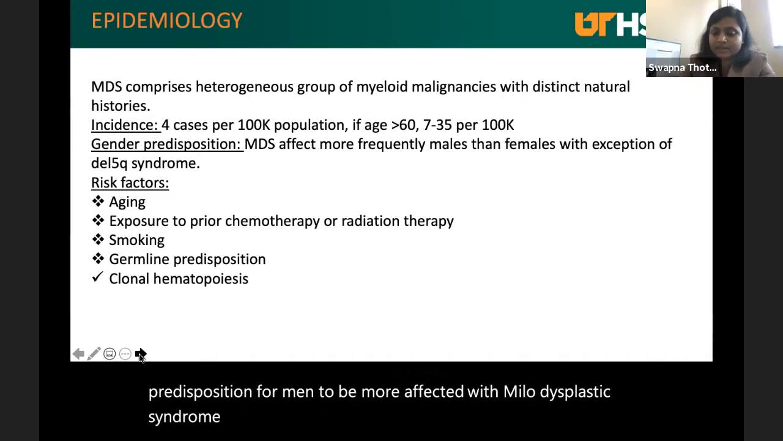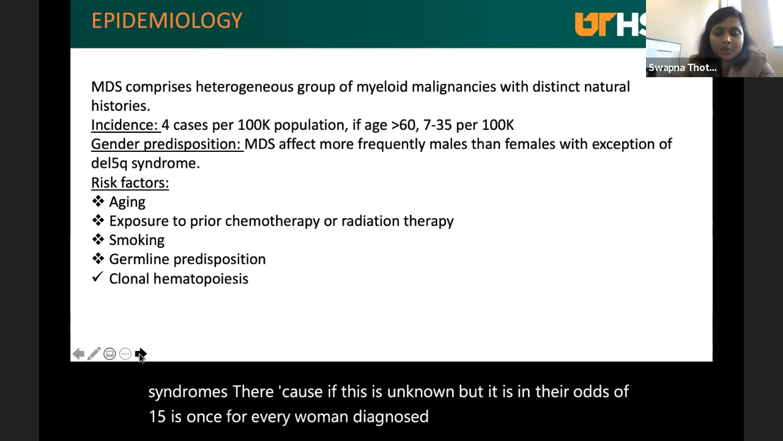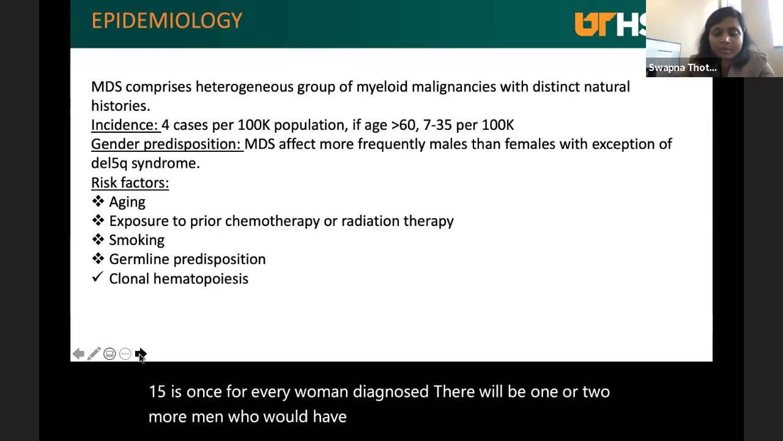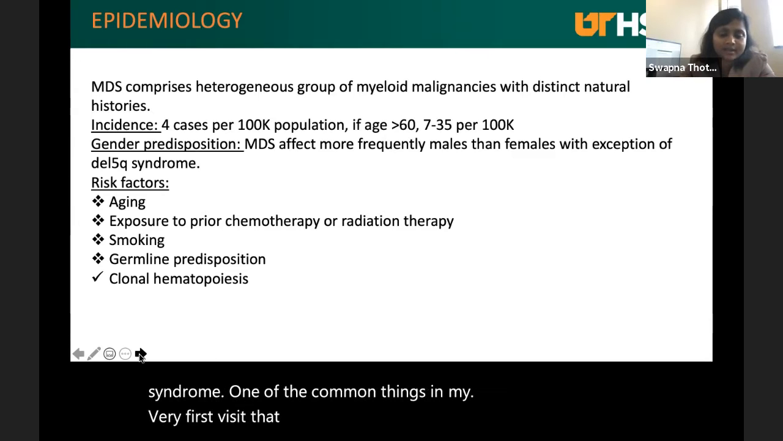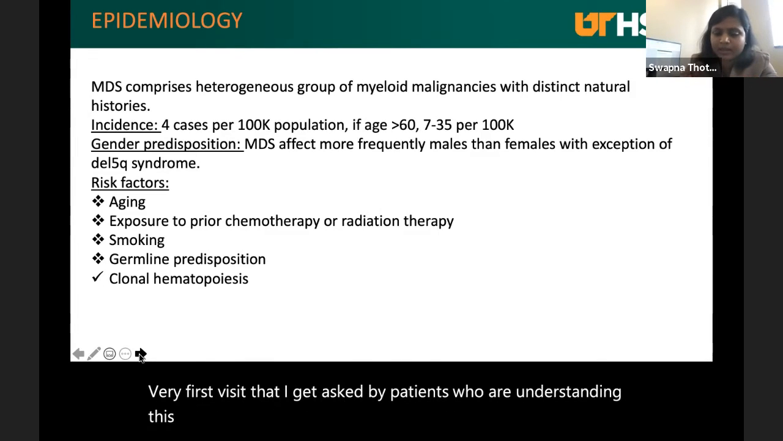The cause of this is unknown, but it is in the odds of 1.5:1. So for every woman diagnosed, there will be 1 or 2 more men who would have a diagnosis of myelodysplastic syndrome. One of the common things in my very first visit that I get asked by patients who are understanding this diagnosis is, they were healthy all this time, how come this happened to them?